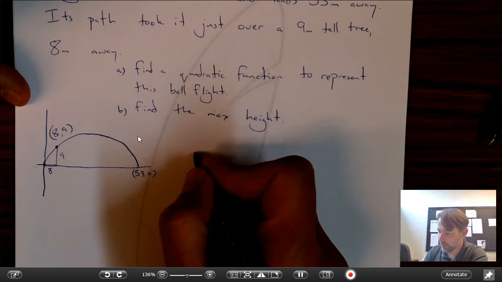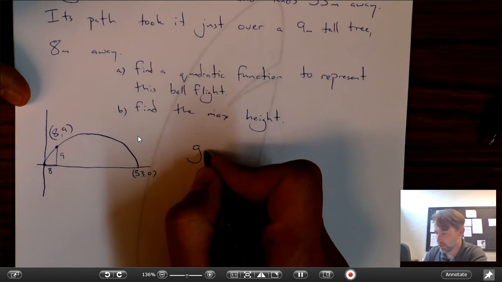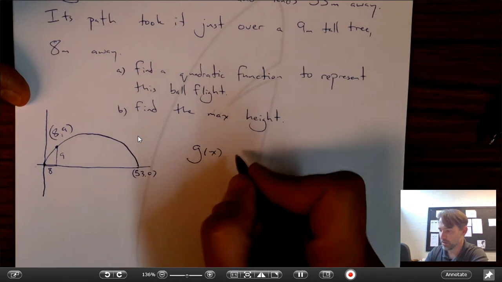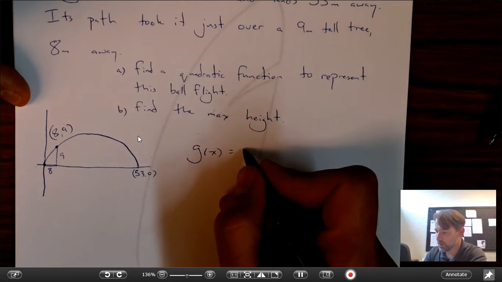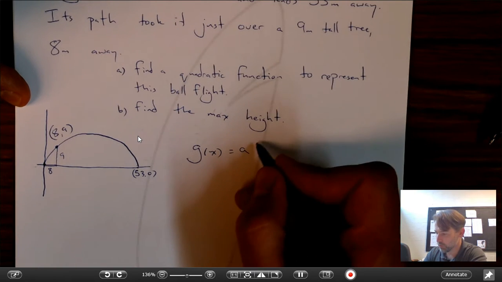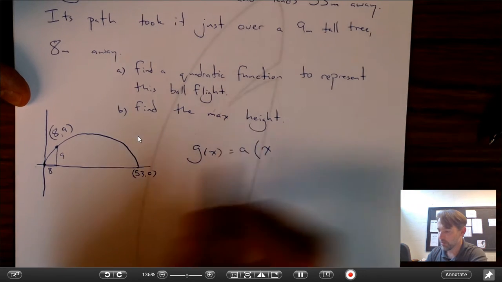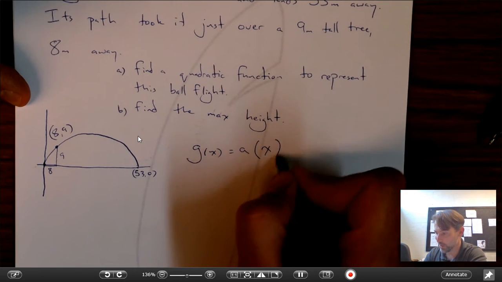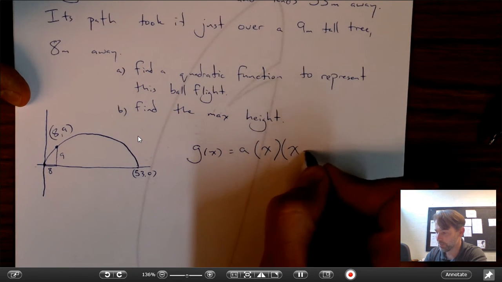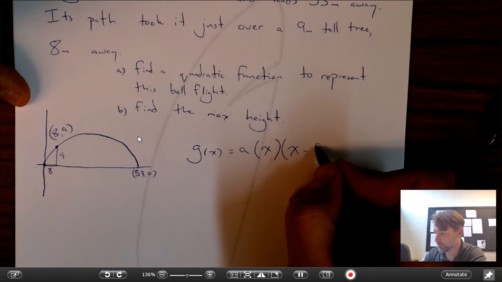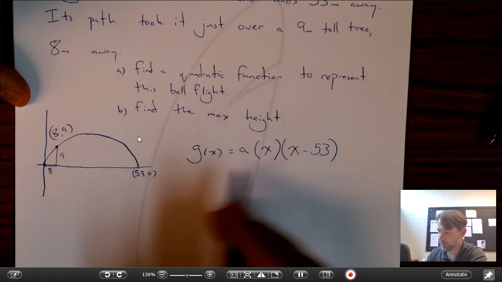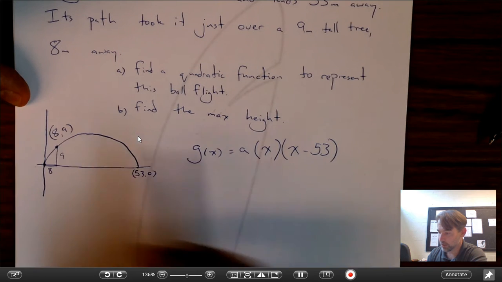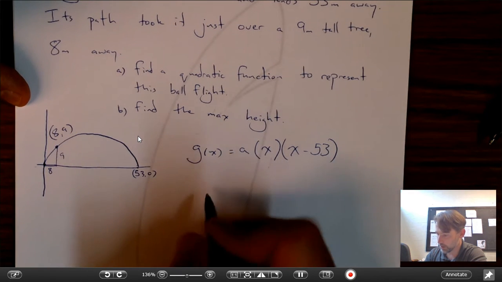I know that we'll call this function g for golf ball, g, and it's a function of x as horizontal distance, is equal to some value a that's going to make it true multiplied by x minus the first root, but that's just 0. X minus 0, I might as well just write x, multiplied by x minus the next root, 53. Okay, now that's great. Sub in this point to solve. So the output was 9, so put that in for the output.